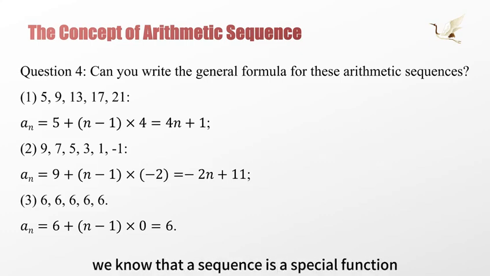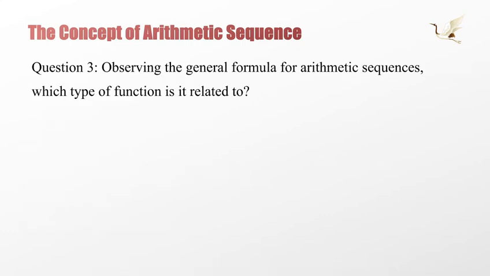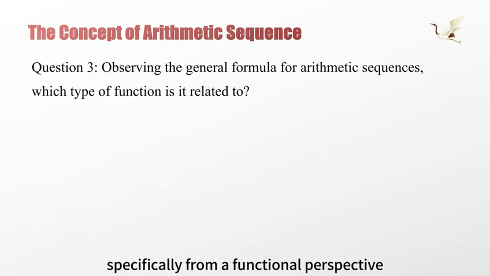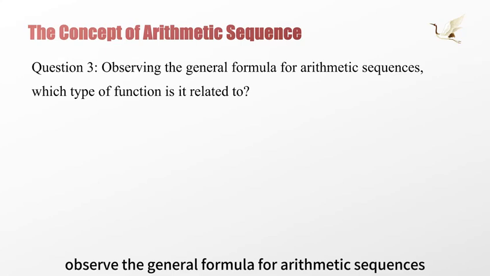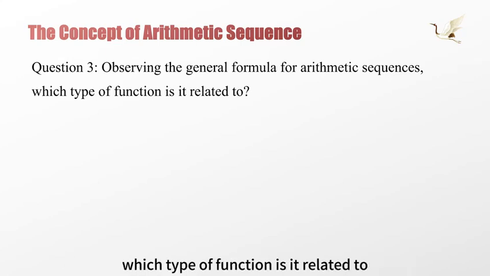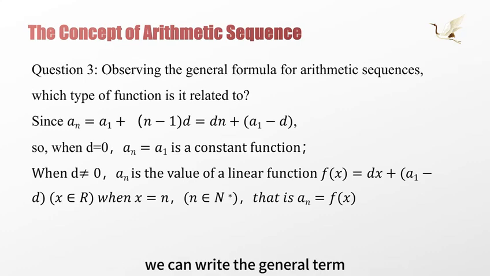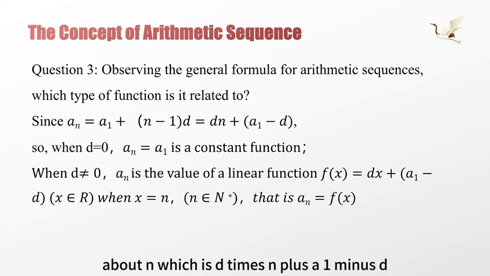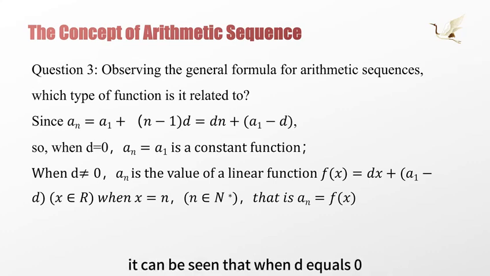We know that a sequence is a special function. Specifically, from a functional perspective, please observe the general formula for arithmetic sequences. Which type of function is it related to? We can write the general term formula in the form of a function of n, which is a_n equals d times n plus a_1 minus d. It can be seen that when d equals 0, a_n equals a_1, which is a constant function. When d is not equal to 0, a_n is a linear function f(x) equal to dx plus a_1 minus d. When x is equal to n, the function value is a_n equal to f(n).